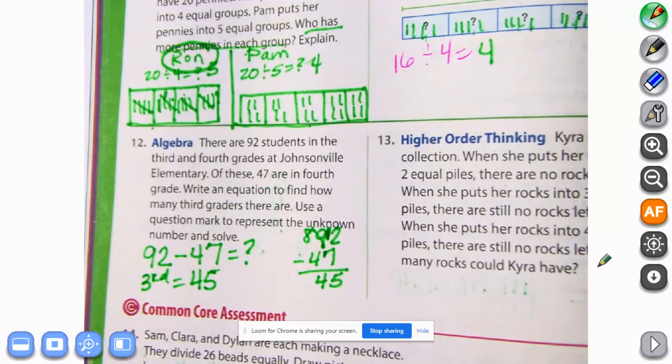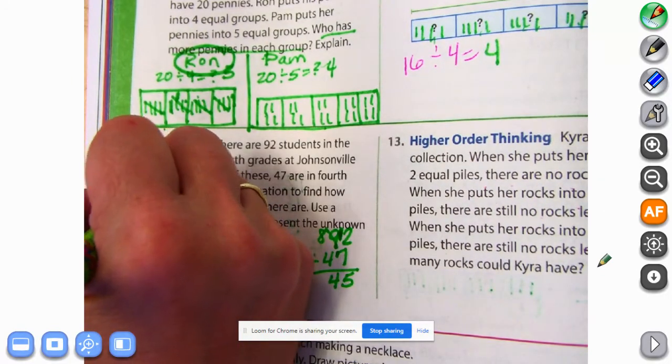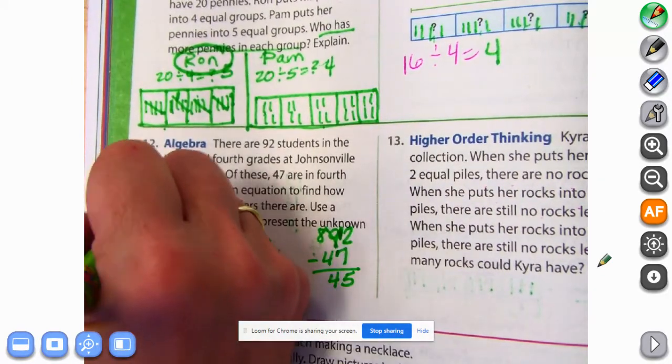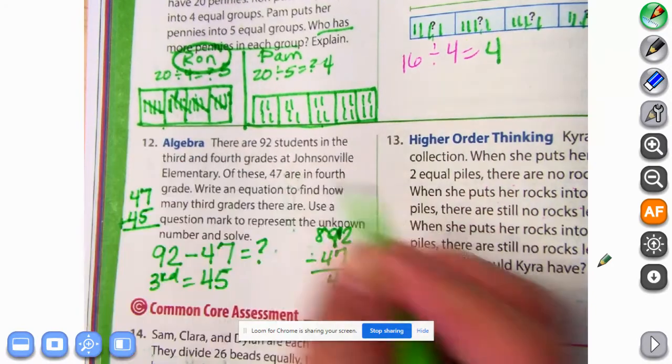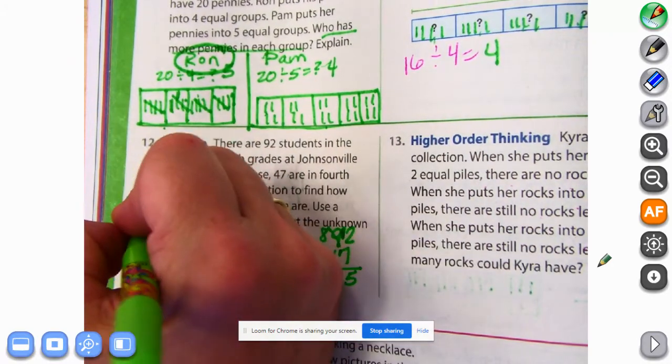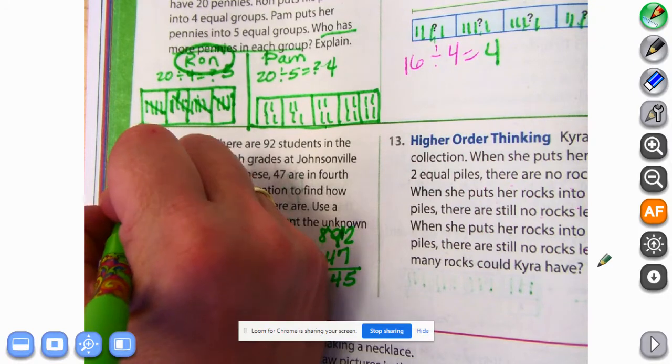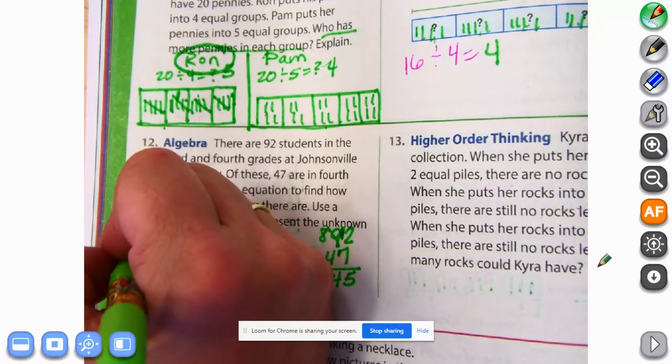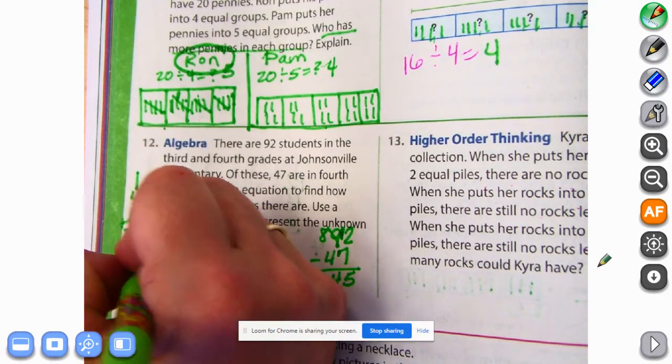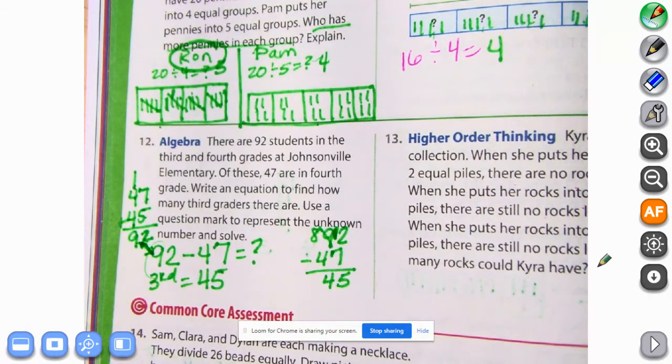And then a way you can double check that is if you take your 47, which is 4th graders, and your 45, which is 3rd graders, and add them together, it should equal 92. 7 plus 5 is 12, carry a 1. 4 plus 4 is 8, plus 1 more is 9, 92. So these two are a match.